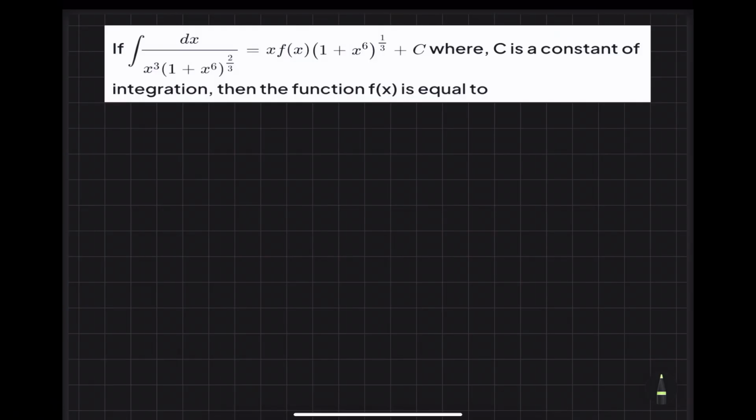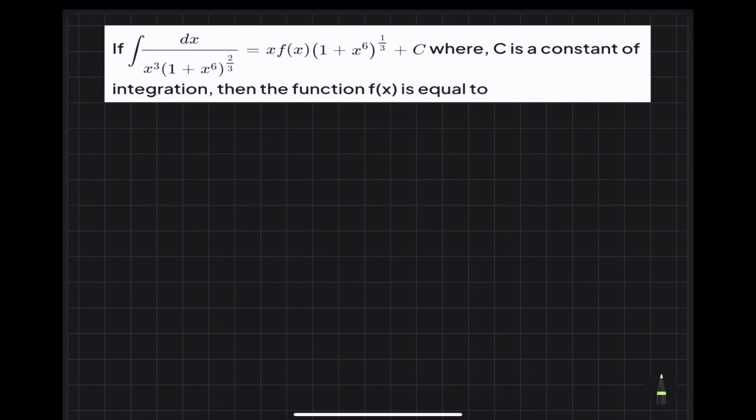So suppose that we have to integrate dx by x cubed into (1 plus x power 6) to the power 2 by 3 equals this, then the value of f of x is. So these are the set of problems where you will feel that these questions are very much complicated, because you will not understand what we should take as z, how we should manipulate these questions. And these are the set of problems where you will feel that your brain has stopped braining.